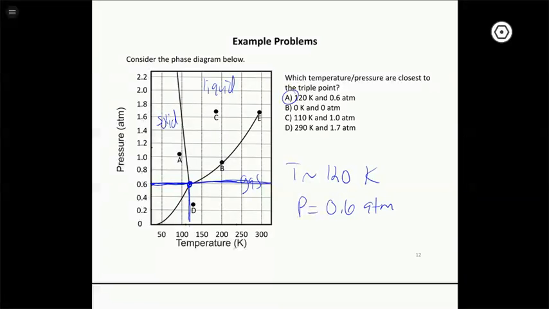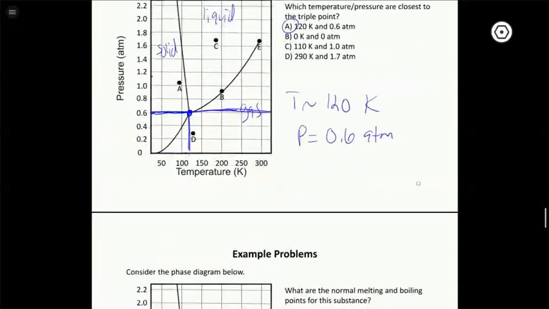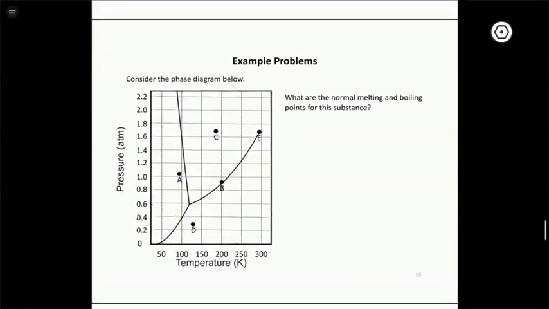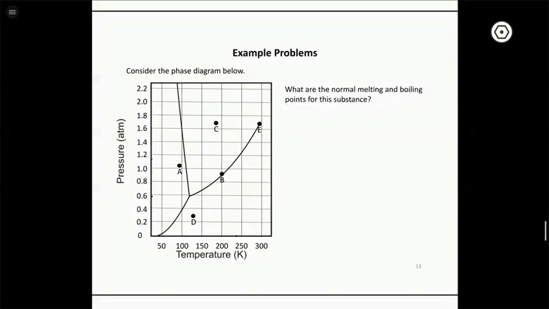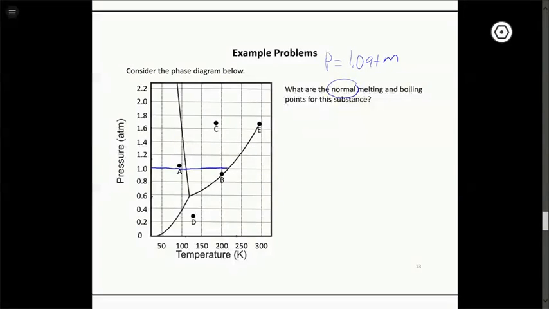All right, moving along, continuing to see some more things about this and eventually start beating the dead horse. What are the normal melting and boiling points for this substance? Remember that normal, as we talked about last time, corresponds to atmospheric pressure of 1 atmosphere. So at the normal melting and boiling points, the pressure has to equal 1.0 atmospheres. To find the melting point and the boiling point, we find where those phase change lines occur at that pressure. So we're at 1 atmosphere, and we draw a line straight across.